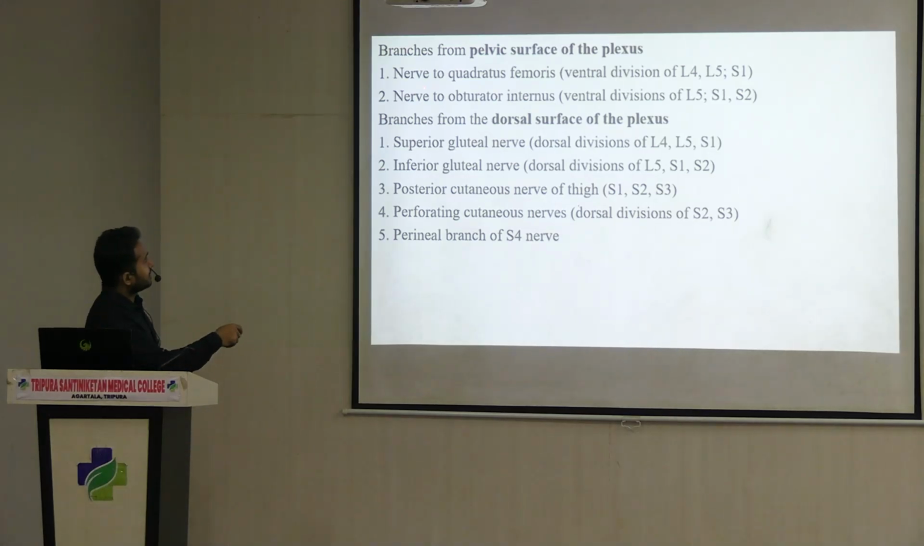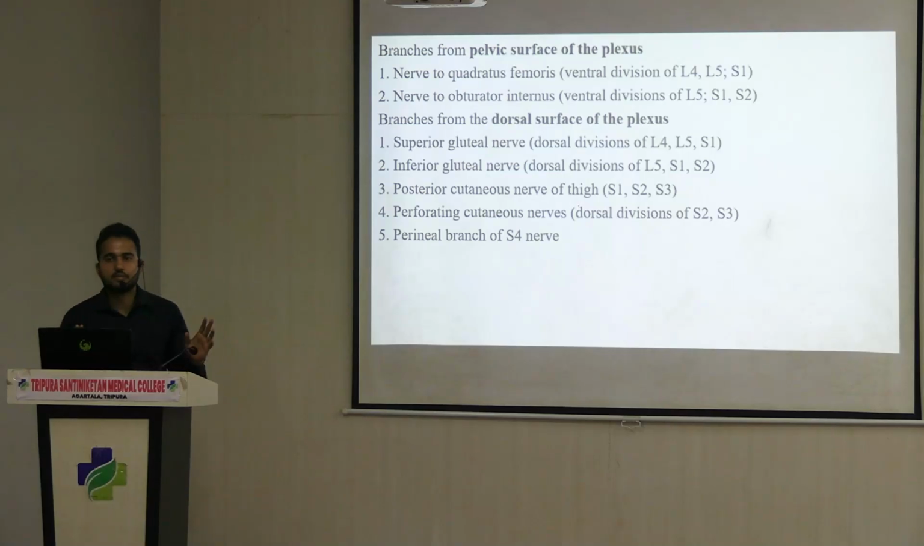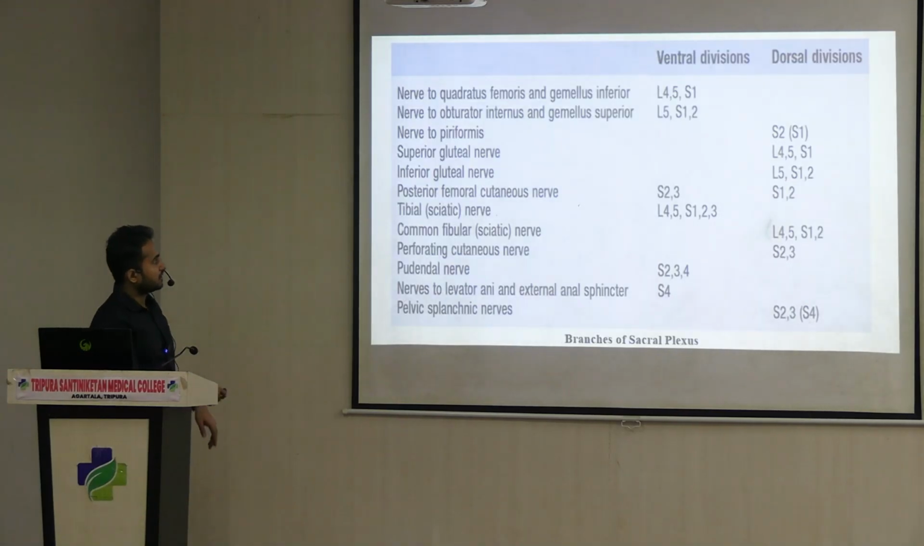Because see here, nerve to quadratus femoris is from the ventral division, and if you see over here, superior and inferior gluteal nerve, you can see dorsal division, right? So some nerves are arising from the dorsal and some nerves arising from the ventral division. That's why I have collected them together and one chart is there. You can see this chart. So these are the nerves which arise from the dorsal division, and you can see these are the nerves which arise from the ventral division. Okay, so this particular chart will help you to understand the origin of the various branches of the sacral plexus.